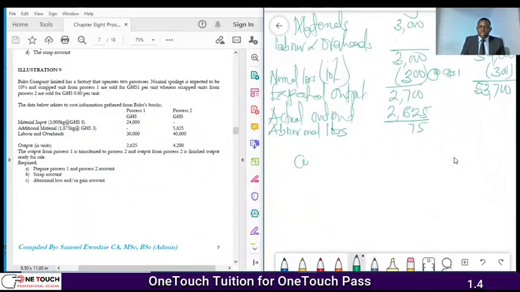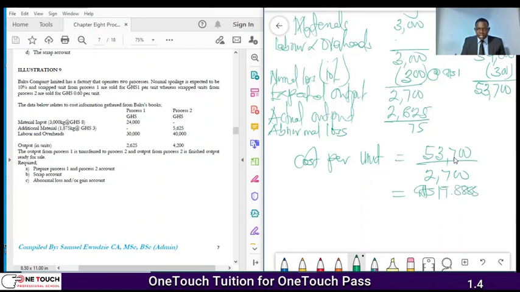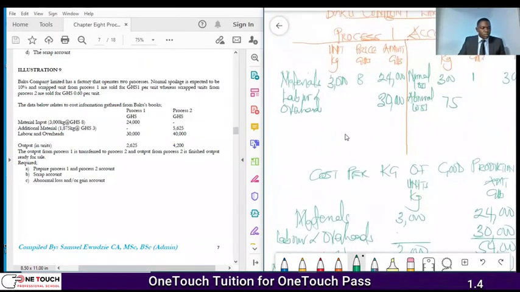Okay, so cost per unit becomes 53,700 divided by 2,700. So what do we get? 53,700 divided by 2,700 gives us 19.8888, it's recurring. Okay, good. So this will be valued at 19.88.